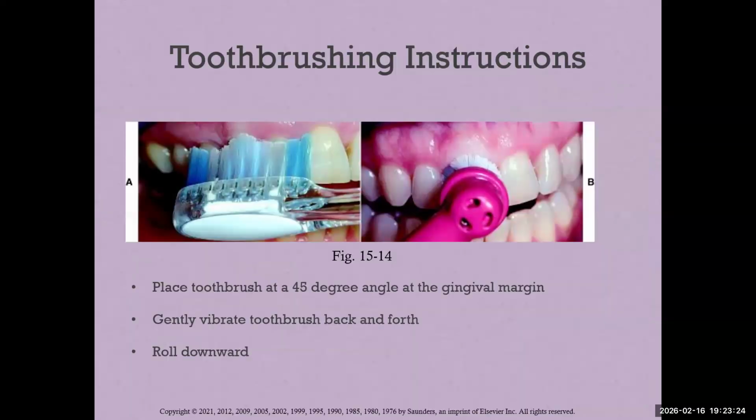But what are the home care instructions with toothbrushing? We already talked about with the varnish, you don't brush that night, right? But let's talk about in general, how do you brush your teeth? You have to generally place your toothbrush at a 45-degree angle at the gingival margin. So you'll see that right here, you want it 45 degrees at the margin. So you see it's tilted this way. A lot of people just brush left and right, left and right, but that's not what it is. They do it straight on. You have to have it at an angle. Gently vibrate the toothbrush back and forth and roll downward.